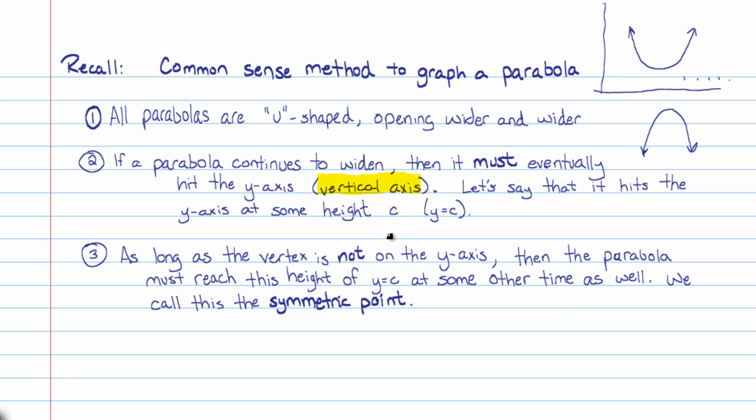The third thing that we all have to agree with, and I'll actually bring up a side graph real quickly to show you what I'm talking about, but I'll state it here. As long as the vertex is not on the y-axis, then the parabola must reach this height of c at some other time as well. We'll call this a symmetric point. Now, what do I mean by this last little bit?